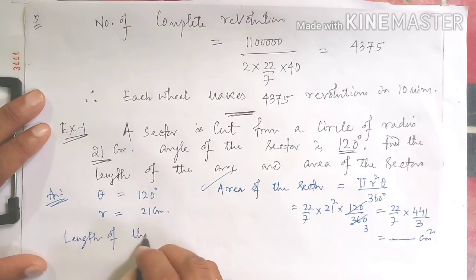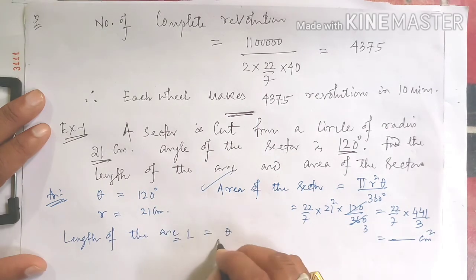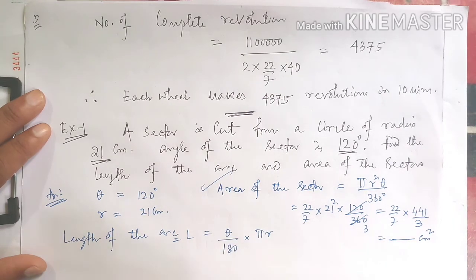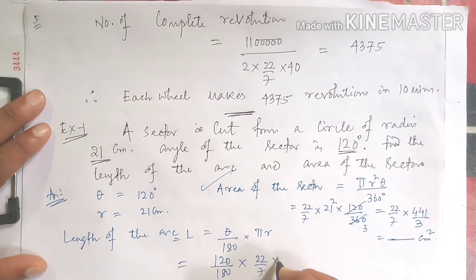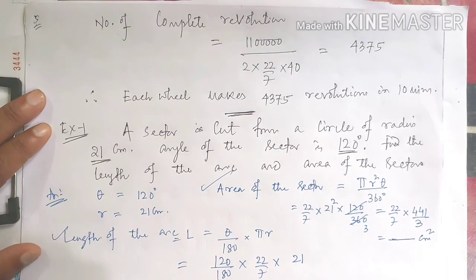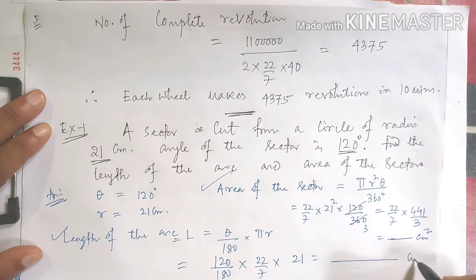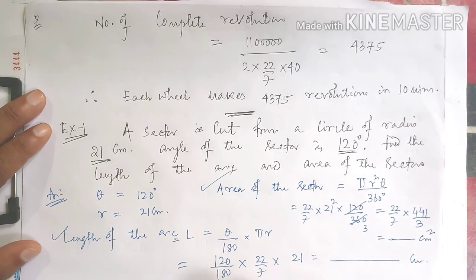Now length of the arc equals theta by 180 degree into pi r, as I already did. So it is 120 degree divided by 180 into pi r. Using that formula and the data, it is easy for you to solve. Your job is to calculate to the nearest centimeter the length of the arc and the area of the sector.